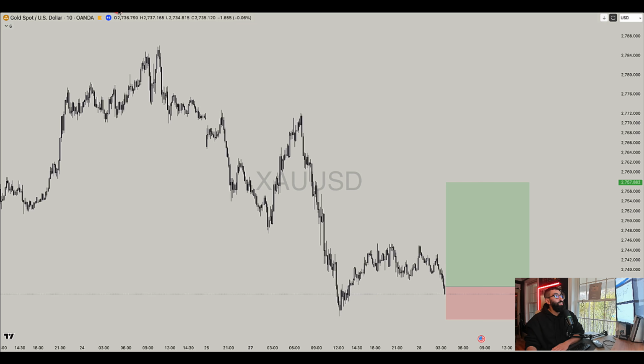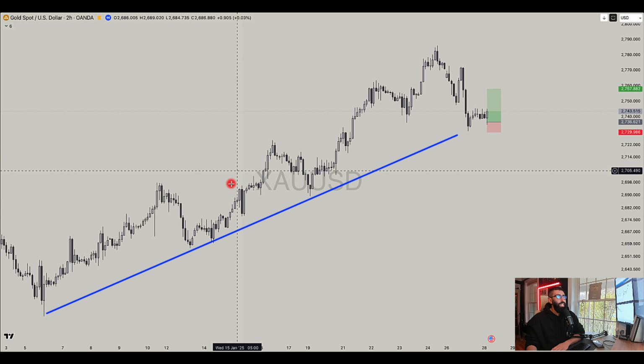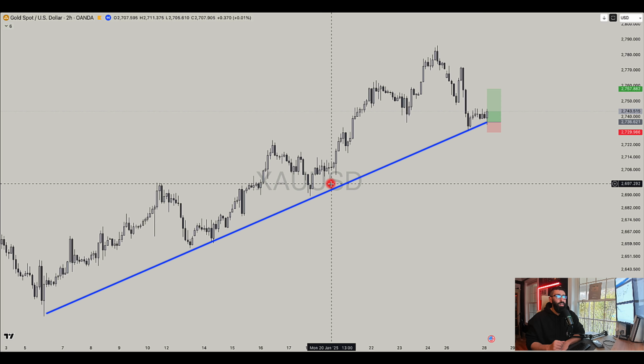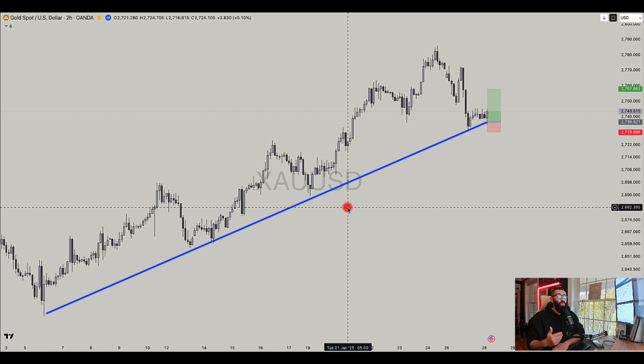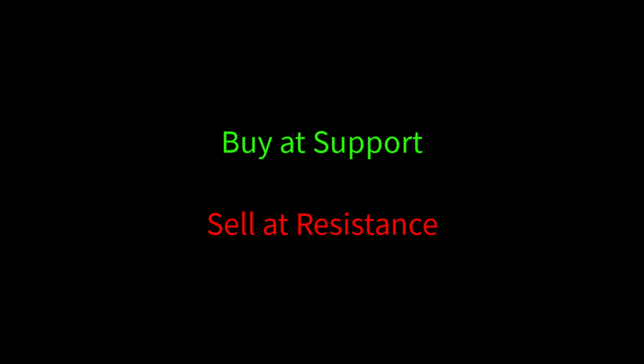So first things first, when we look at things from a higher time frame, we can see that the overall structure is bullish, right? We are in a buyer's market. So unless structure gives us a different story, we want to follow the trend, so we're looking for buys. Now, where do we want to buy? Well, traditionally speaking, we buy at levels of support, we sell at levels of resistance.